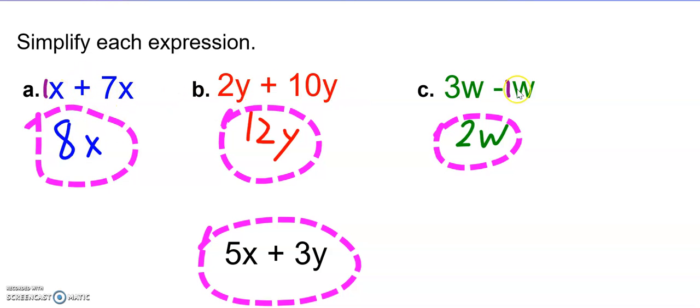Here we have y's. Here we have w's. Here we have x's and y's. So I have 5 apples, you have 3 oranges. Together we have 5 apples and 3 oranges, but that's all we can say. The same is true when we're adding or subtracting radical expressions.